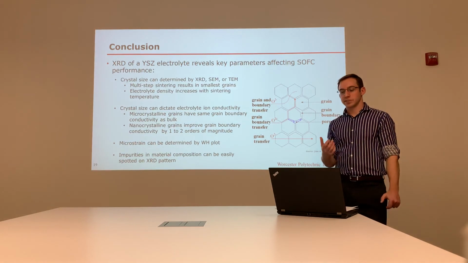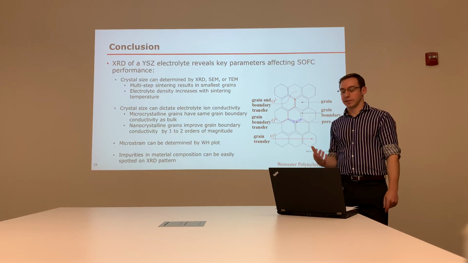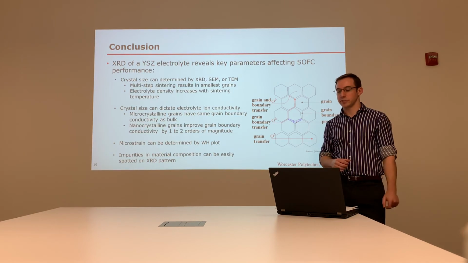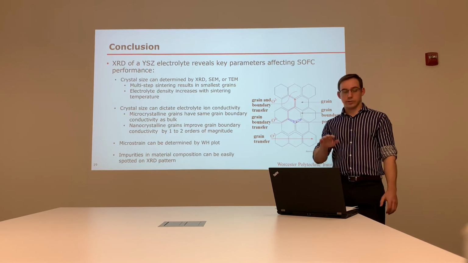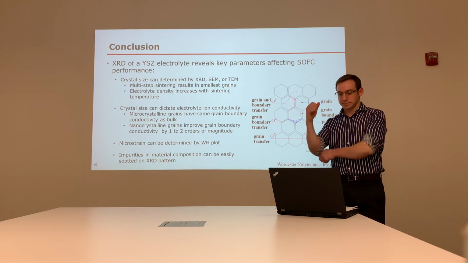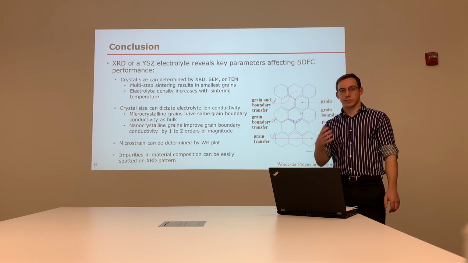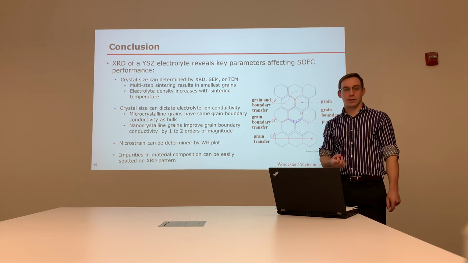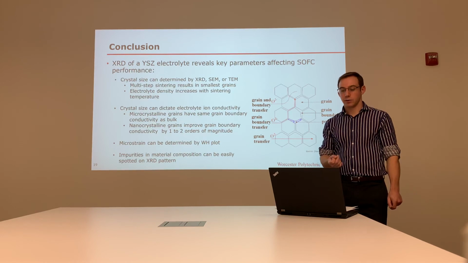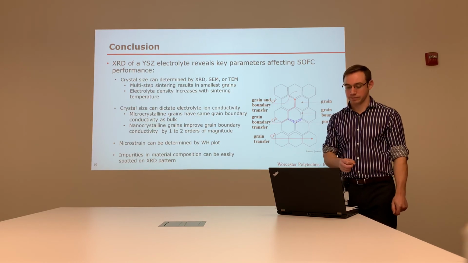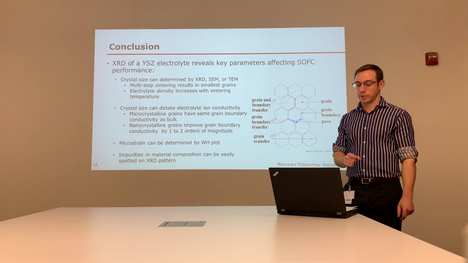Now, crystal size can dictate ion conductivity. This is the image we showed before. It shows that there are the 3 modes of ion transfer within the electrolyte, and nanocrystalline grains have better grain boundary conductivity by 1 to 2 orders of magnitude when compared to the microcrystalline grains.